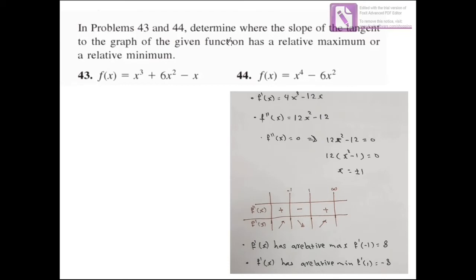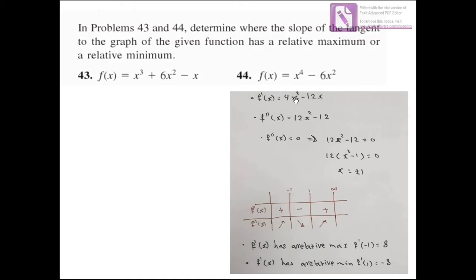Because here, if the question says determine where the graph has a relative maximum or relative minimum, we'll use the previous way. But if it says the slope, that means we need to use the second derivative, not the first derivative. So I will do 44, and 43 is an exercise. So for 44, f prime x will be 4x cubed minus 12x.